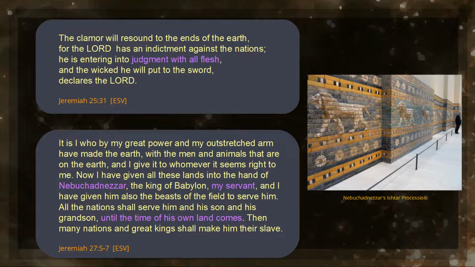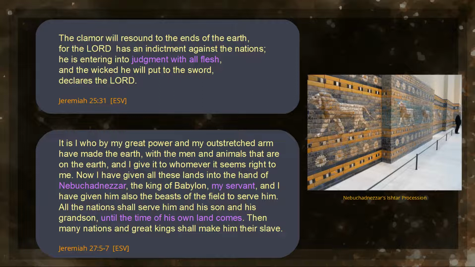God specifically set out a period of time when he used Babylon as his instrument of judgment. He even calls Nebuchadnezzar his servant. This took place several years later. Jeremiah again was charged to send word to the surrounding nations.